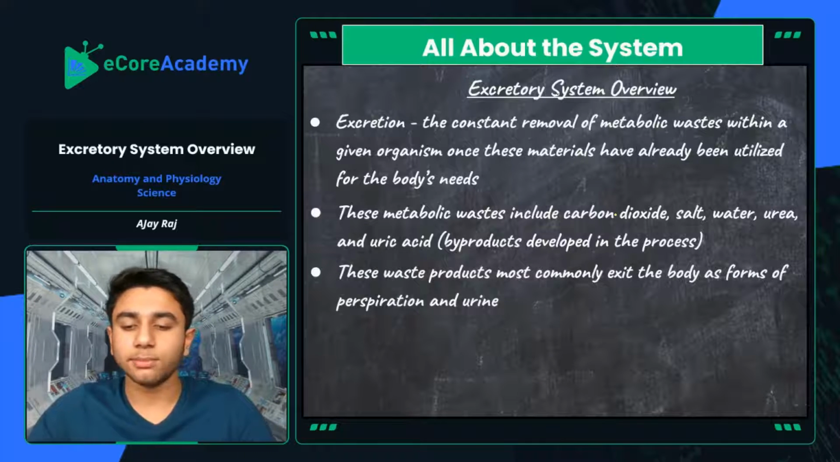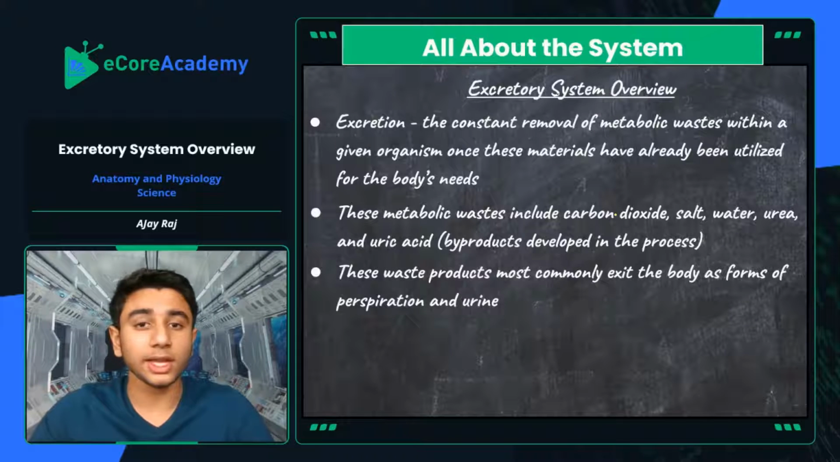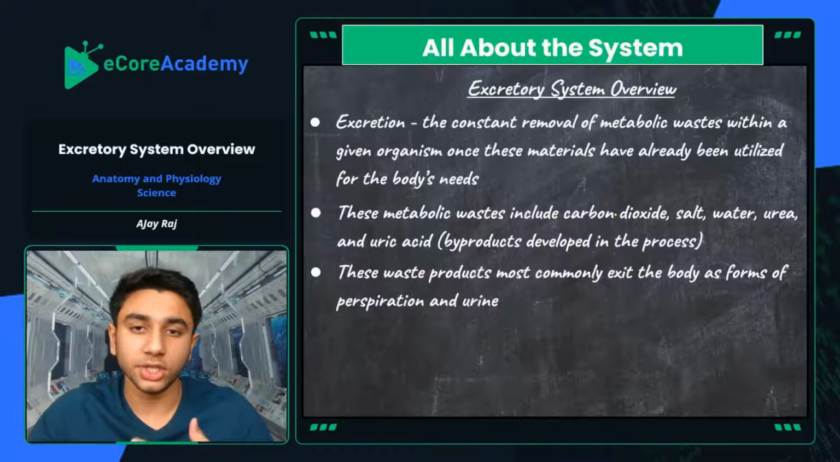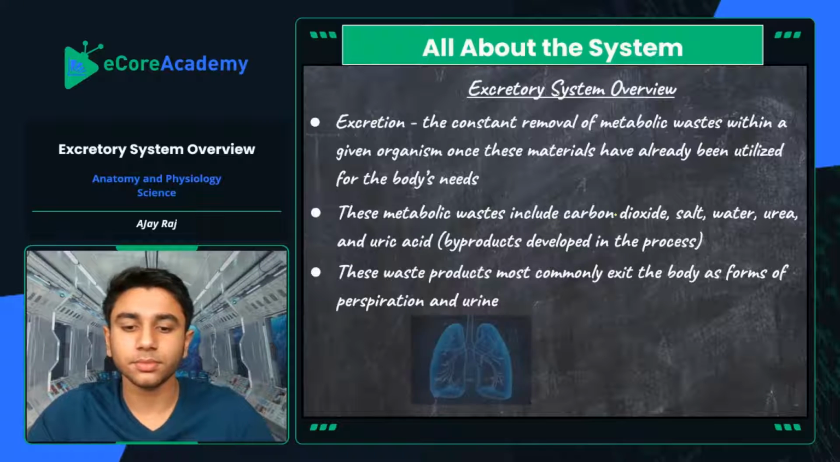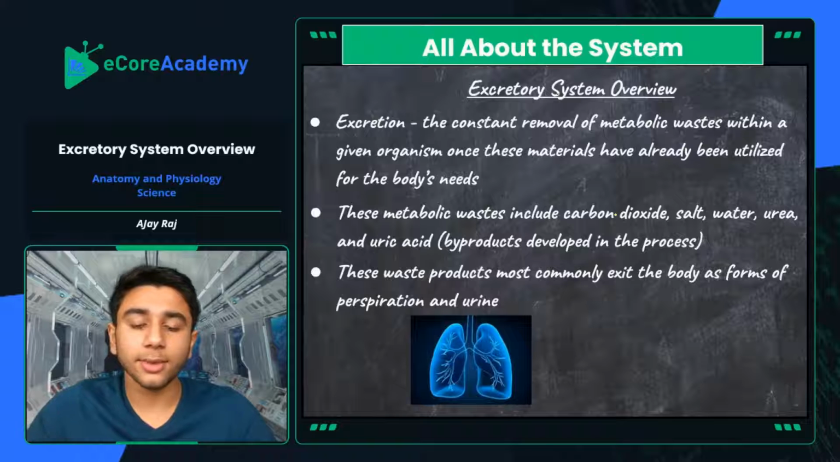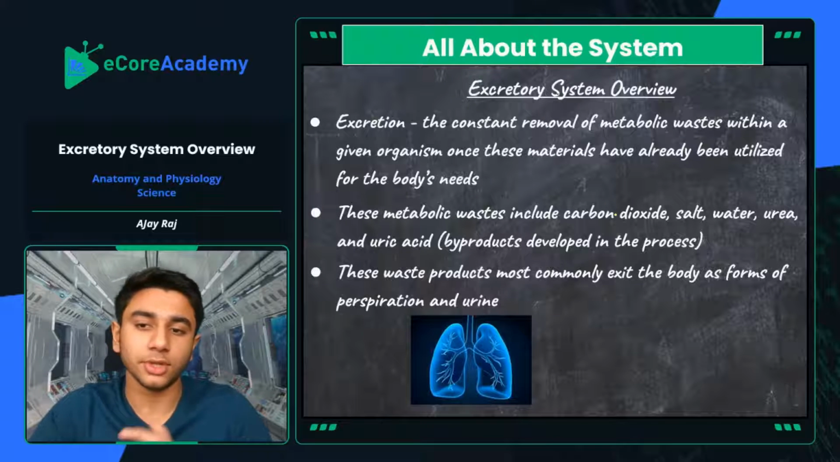These waste products most commonly exit the body as perspiration, which is just you sweating, essentially. That's your form of sweat. And then urine. When you're urinating, you're also utilizing a form of excretion in that process. Another cool fact about the excretory system that many people misconceptualize as well, and that's what we're here for, we're trying to break through all of those barriers of misconceptualization.